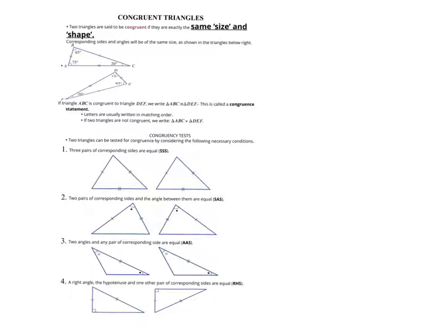Now, if triangle ABC is congruent to triangle DEF, we write that statement. That is a congruent statement. Have a look at it. The thing that you should be seeing there is those three little lines. That means congruent. Now, why are those two triangles congruent?